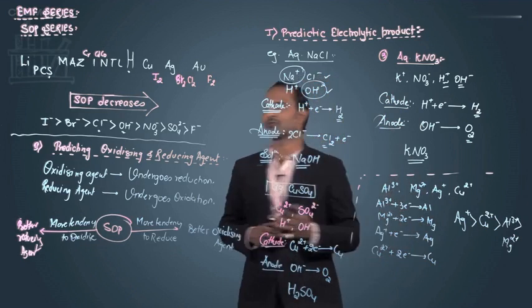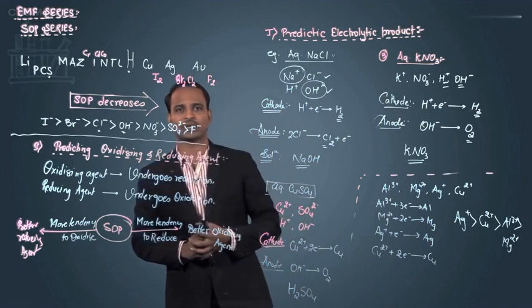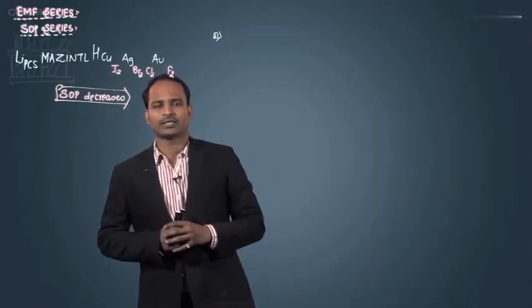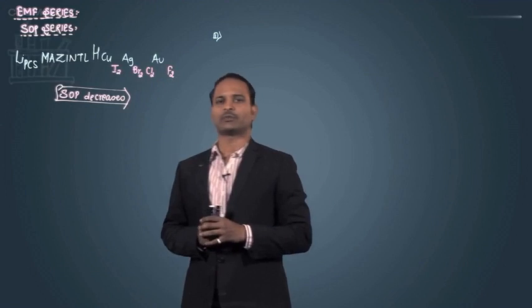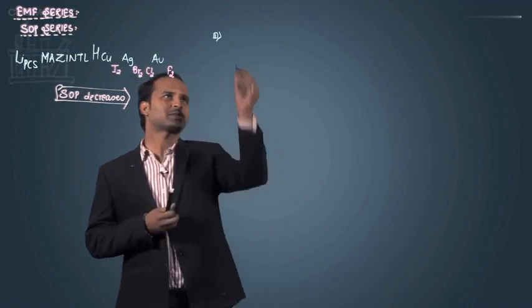So with the help of this SRP series, we can predict the better oxidizing and reducing agent also. Now let's see the third application of the EMF series, that is for the displacement reaction.